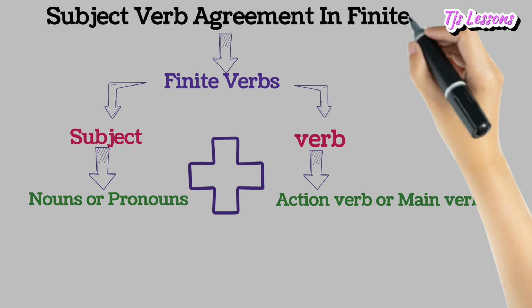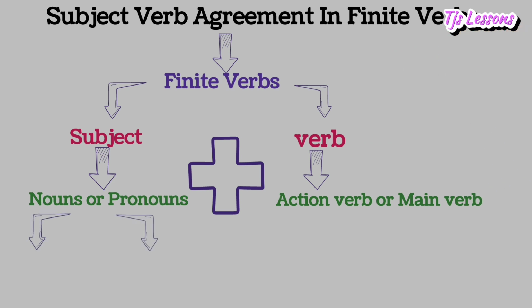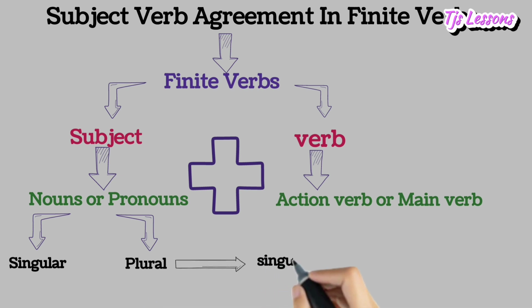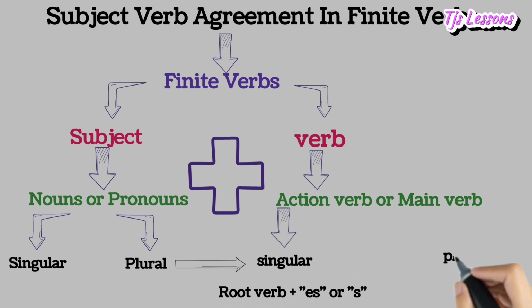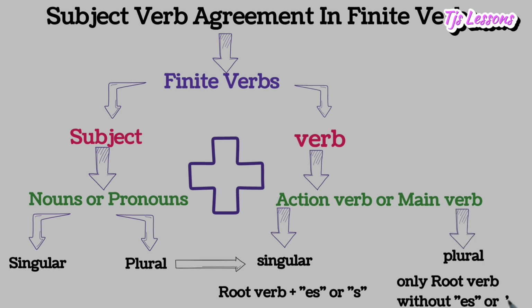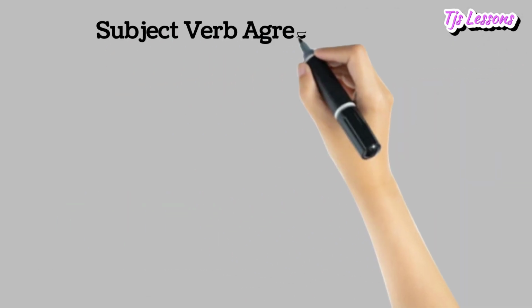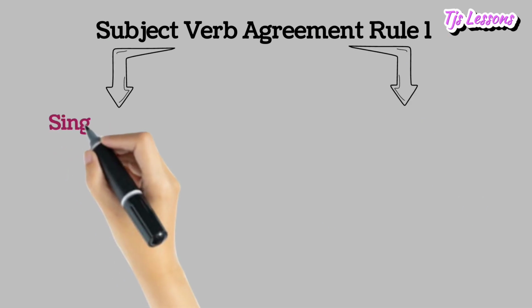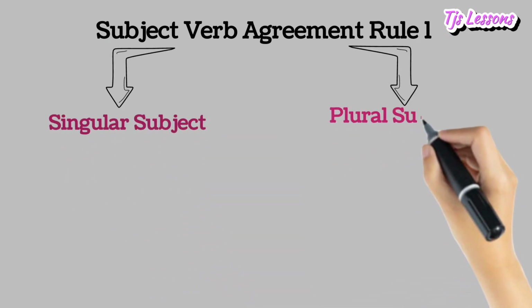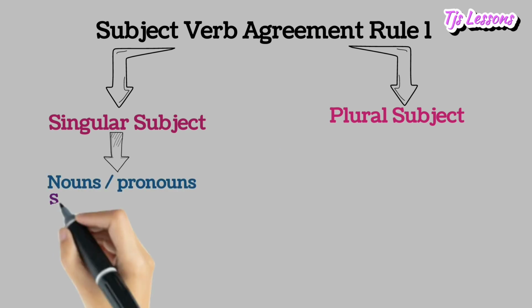In English grammar, subject-verb agreement refers to the agreement or harmony between the subject and the verb in a sentence. It means that the verb must agree in number and person with its subject. In the previous slide you have seen singular and plural subjects with the rule to apply verbs accordingly. Let's explain it in detail now.